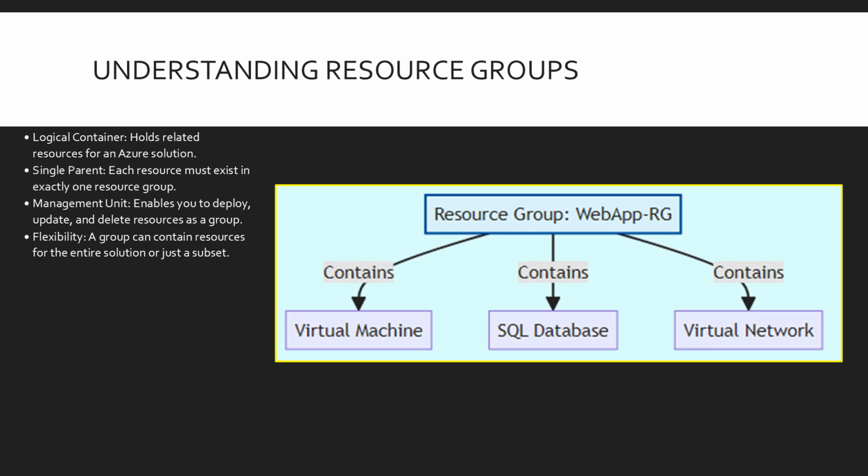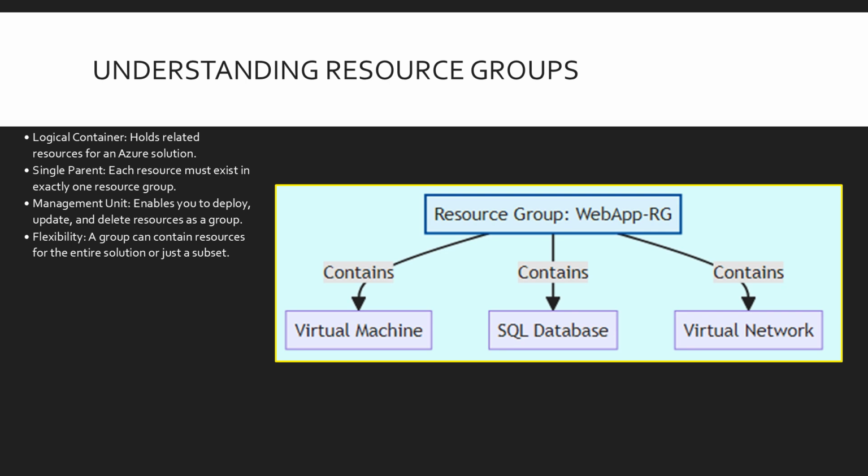Now, we move to the container for these resources, the resource group. A resource group is a logical container that holds related resources for an Azure solution. Think of it as a folder where you organize assets that share a common lifecycle. A critical rule to remember is that every resource must exist in one, and only one, resource group. This structure allows you to manage the entire lifecycle of a solution.